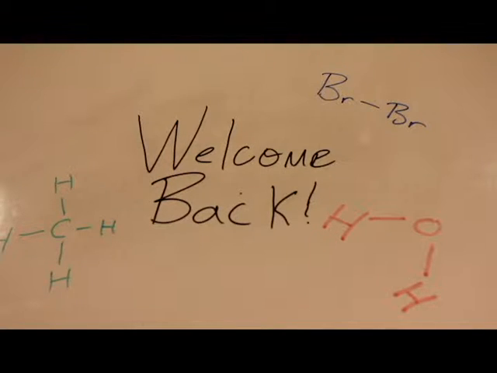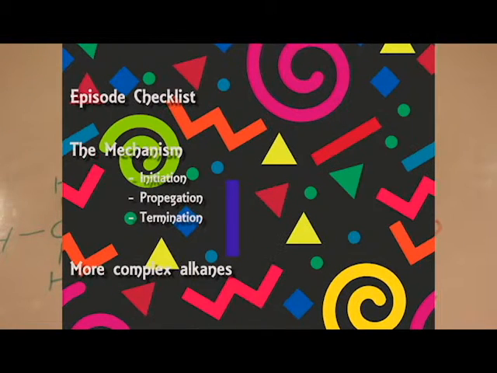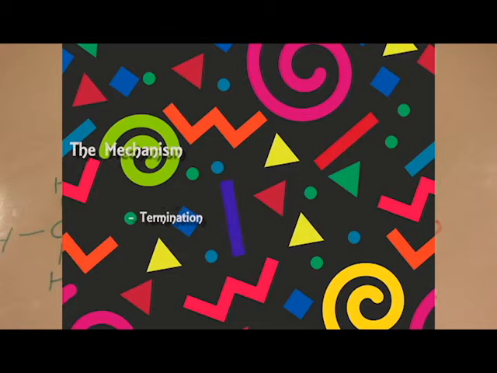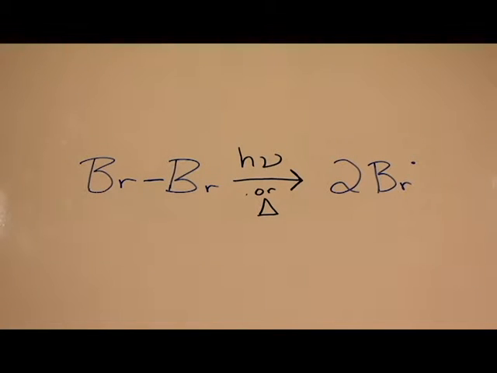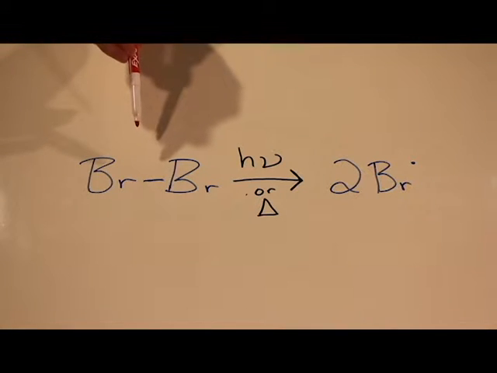In this episode, we'll be covering the mechanism of radical halogenation with methane and bromine, and then generalize the reaction to a more complex alkane. The reaction is split into three steps, the first being initiation. We'll begin with the halogen bromine.